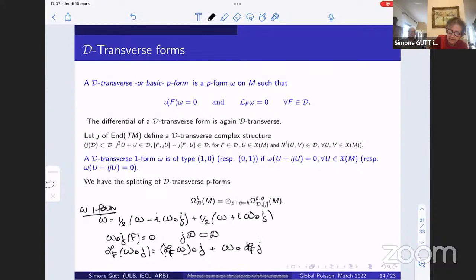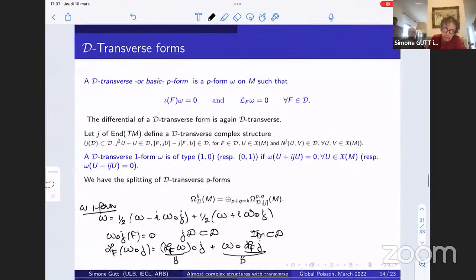J, this is supposed to vanish. And this, you remember, was a condition that the image was in D and omega vanishes on D. So this is indeed zero. So this means that you have a splitting of the transverse forms with respect to this J. Omega K forms, complex valued K forms, split into the sum of PQ forms.